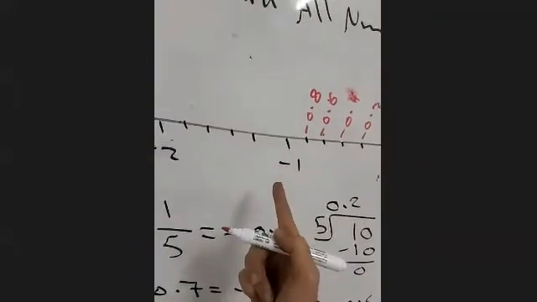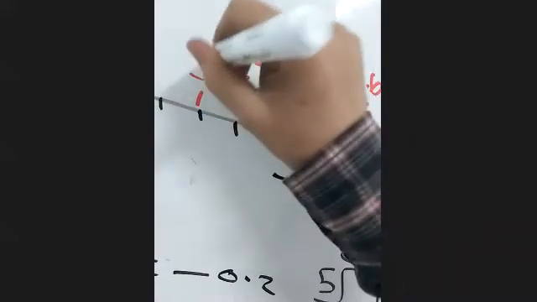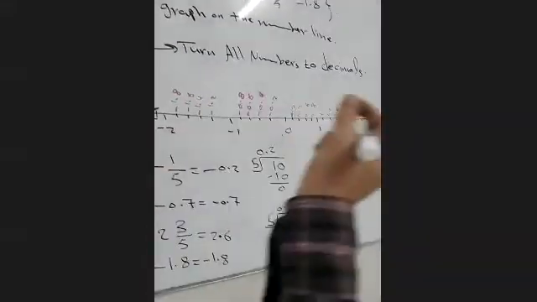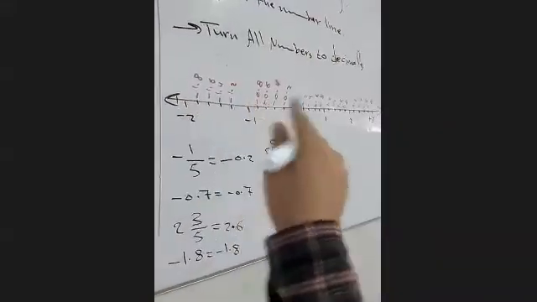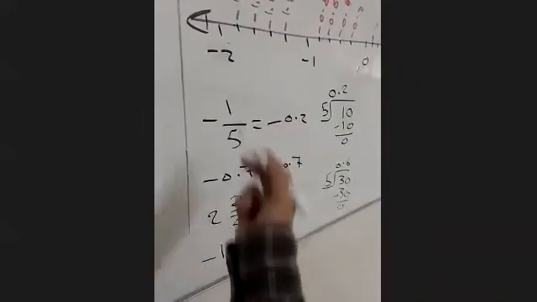After the negative 1, we have negative 1.2, negative 1.4, negative 1.6, and negative 1.8. Now, after I know the small divisions here, the small parts, I make jumps by 2. What I will do, guys, I will represent all of these fractions here.